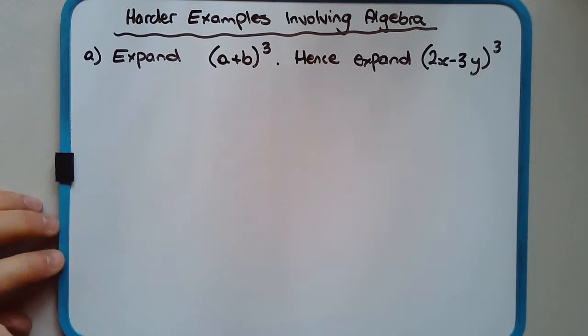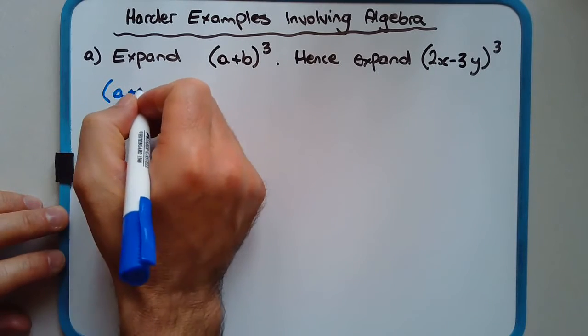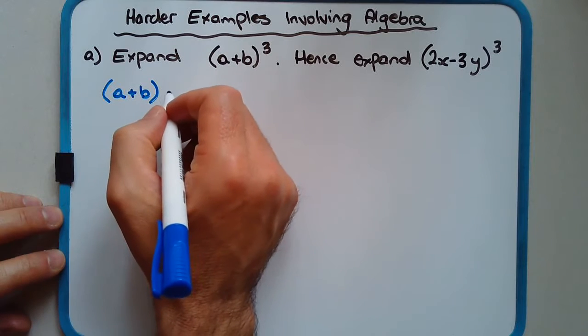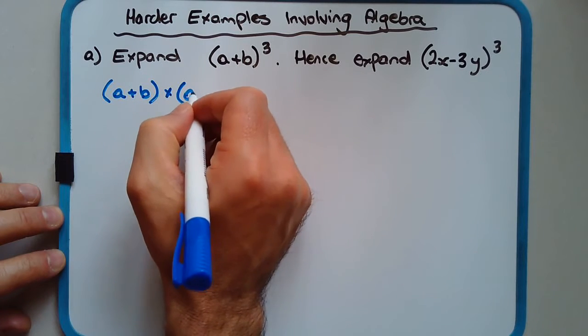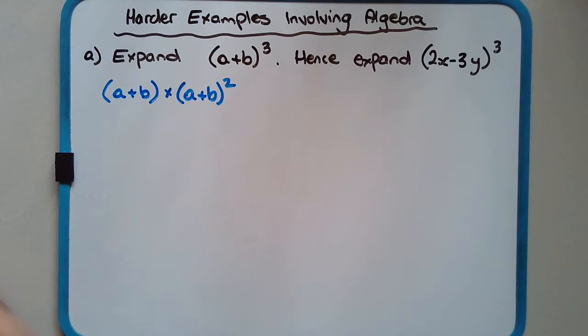Okay, so let's start off with the first one, (a + b) all cubed. An easy way to think of that is to split up (a + b) all cubed into (a + b) multiplied by (a + b) all squared. That's an index law, isn't it? Splitting something up into a product so that the indices add together to give you 3.